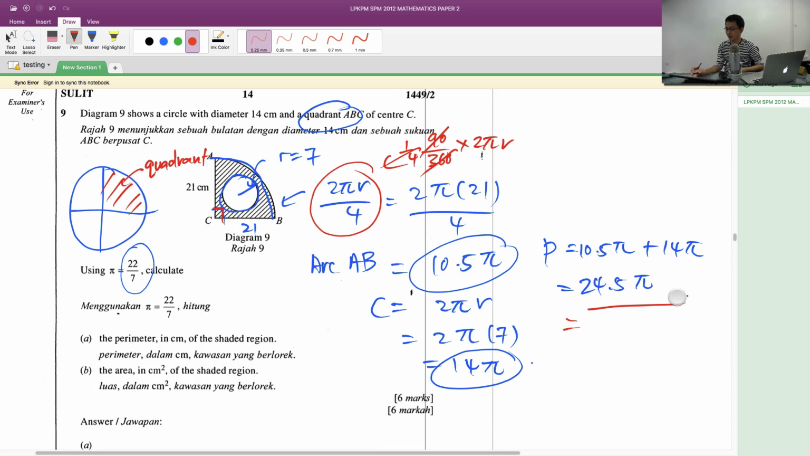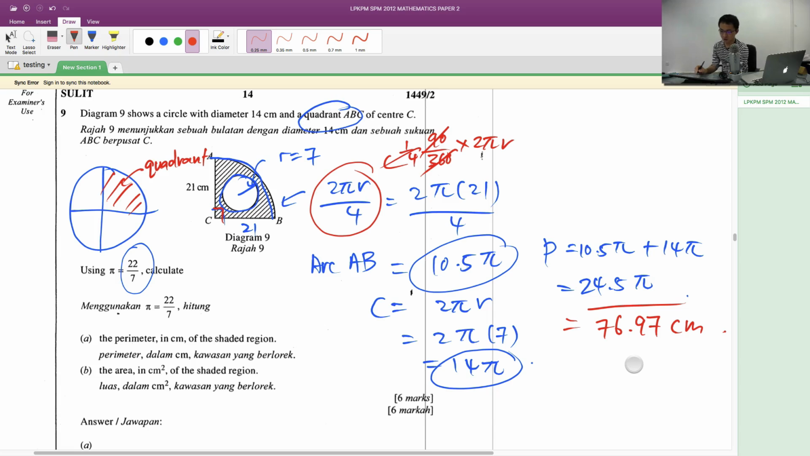So this is your perimeter. If you're not used to the answer in terms of pi, you just multiply by pi, and you will get 76.97. I think you can leave your answer in pi, and that should be okay. And then find the area of the shaded region. Is a quadrant represented by 1/4? Yes, definitely. Quadrant actually means a quarter, and quarter means 1/4.